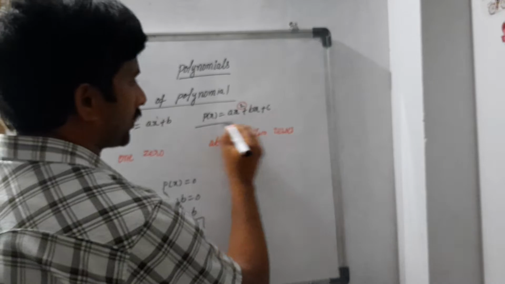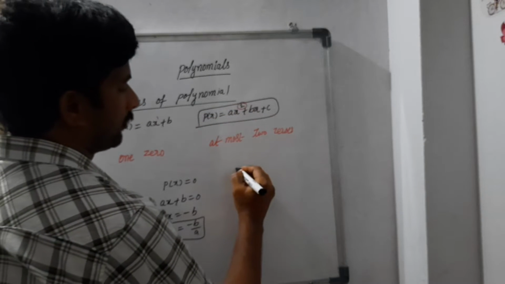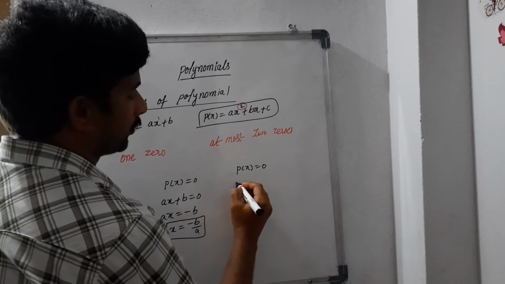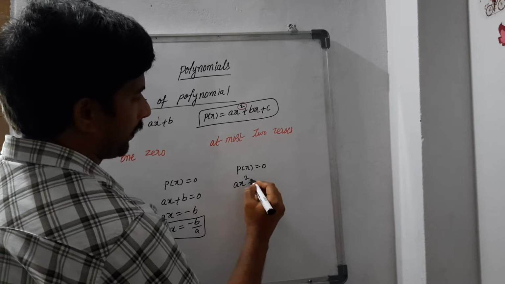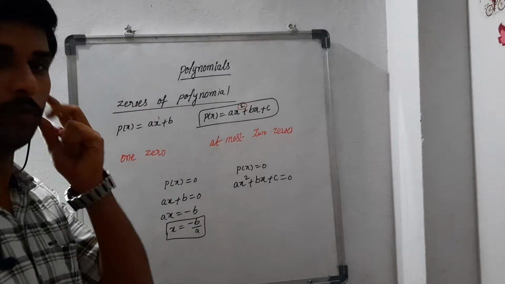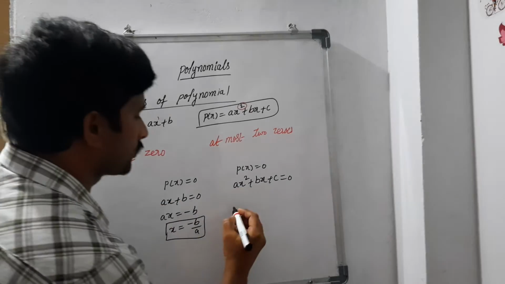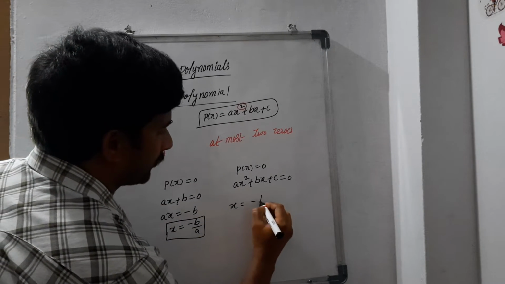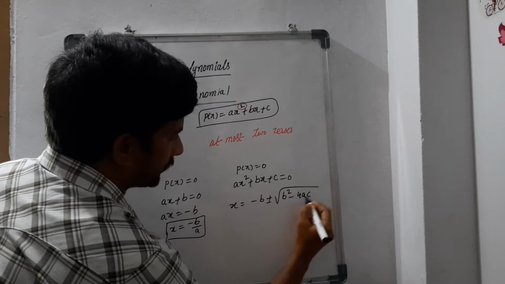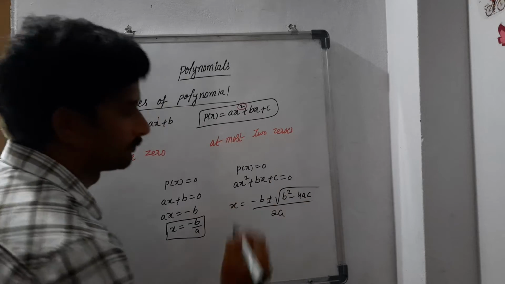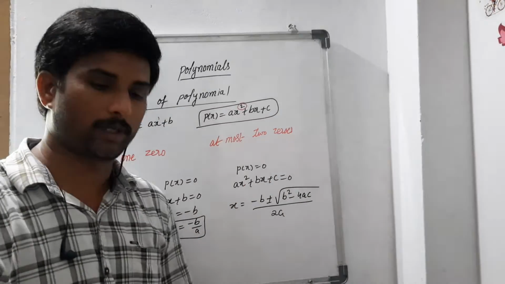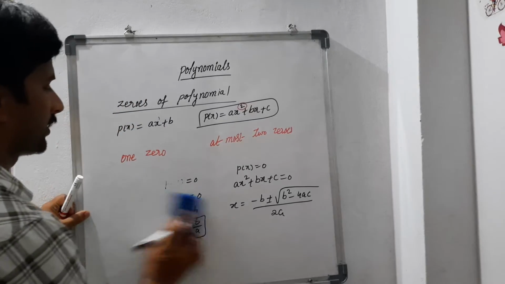To find the zeros of the quadratic polynomial, we should equate the given polynomial to 0. P of x is equal to 0, where ax square plus bx plus c equal to 0, which contains 2 zeros. Those 2 zeros are minus b plus or minus root over b square minus 4ac, all divided by 2a. So one is plus, another one is minus. If you take a cubic polynomial, it contains 3 zeros.